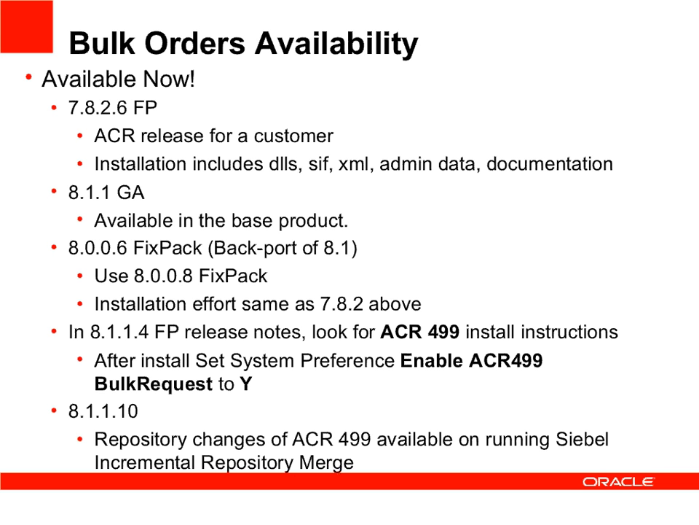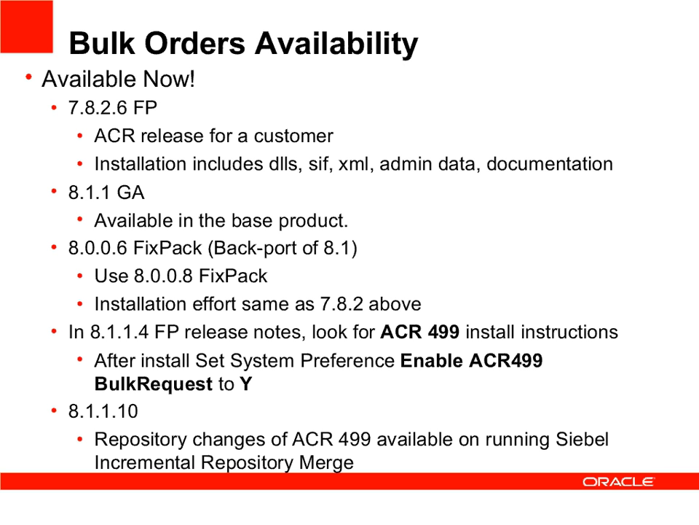Bulk request was first made available for a particular customer on 7826 fixed pack. It was provided as an ACR. The installation included DLLs, some zip files, XML, some administrative data, and the documentation. Later, it was made available as a GA on 8.1.1. It was available as part of the base product. This was backported to 8.0.0.6. However, it is recommended to use 8.0.0.8.